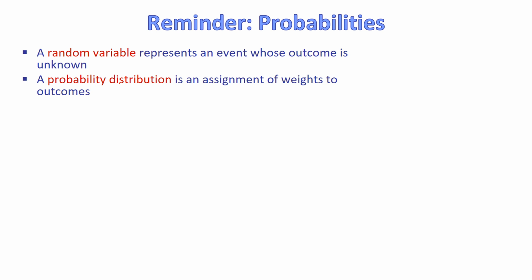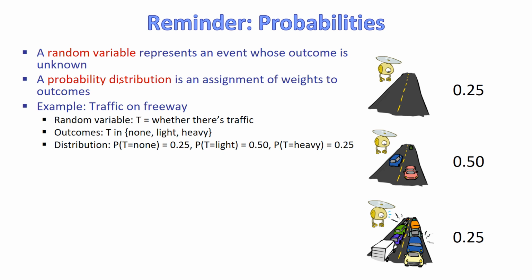Now, each possible outcome of that random variable might have a weight, or a probability. These probabilities represent what we call the probability distribution. So the probability distribution is an assignment of weights to the outcomes. I can say it might be rainy tomorrow with the probability 20%, sunny 50%, and cloudy 30%. That's a probability distribution. For every possible outcome, we have a weight, and we call that weight a probability. Here is another example about a highway, like Al-Shamal, for example. Al-Shamal might be free of traffic with a probability 25%.